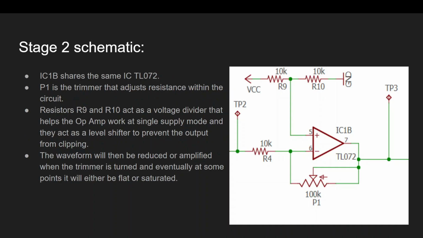This is the schematic for stage 2. IC1B shares the same IC TL072 as stage 1, and P1 is the trimmer that adjusts resistance within the circuit. Resistors R9 and R10 act as a voltage divider that helps the op-amp work in single supply mode, and they also act as a level shifter to prevent the output from clipping. The waveform will then be reduced or amplified when the trimmer is turned, and eventually at some points it will either be flat or saturated.